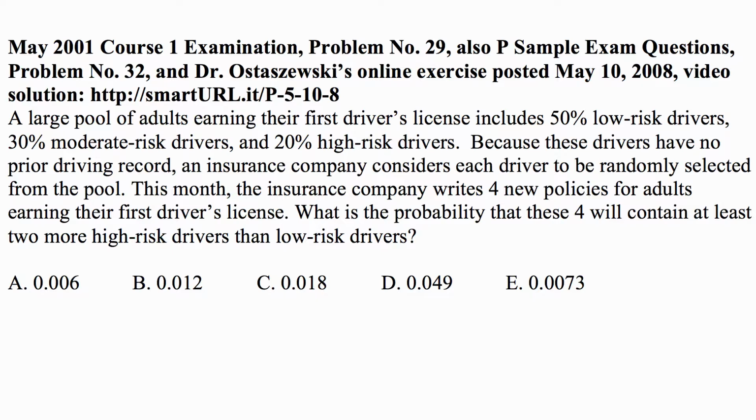Here's a problem for today for exam P. A large pool of adults earning their first driver's license includes 50% low-risk drivers, 30% moderate-risk drivers, and 20% high-risk drivers. Because these drivers have no prior driving record, an insurance company considers each driver to be randomly selected from the pool. This month, the insurance company writes 4 new policies for adults earning their first driver's license. What is the probability that these 4 will contain at least 2 more high-risk drivers than low-risk drivers?